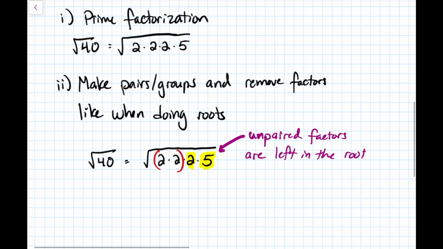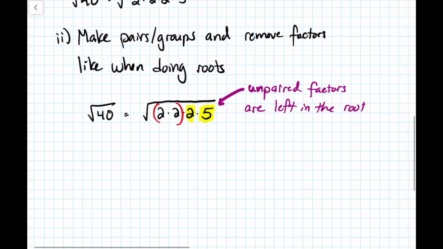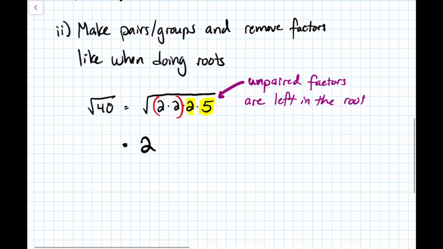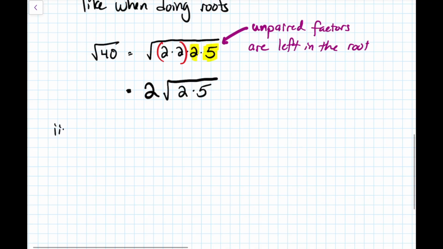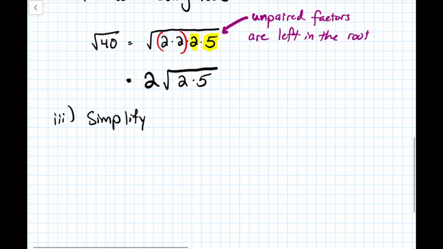That pair of 2s is going to come out in the same way that it did before. So we are going to have 1 2 on the outside. But then on the inside, we're still going to have a 2 and a 5. And then to finish this off, we just do any simplifying that we can, any multiplying or whatever. So the square root of 40 ends up being 2 root, and then 2 times 5 inside the root gets us 10.